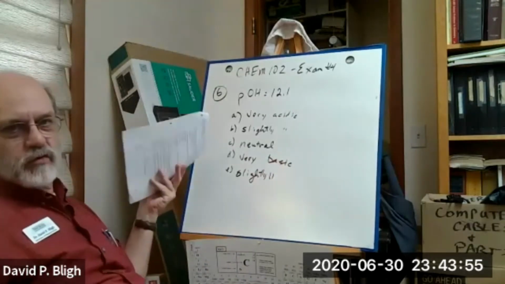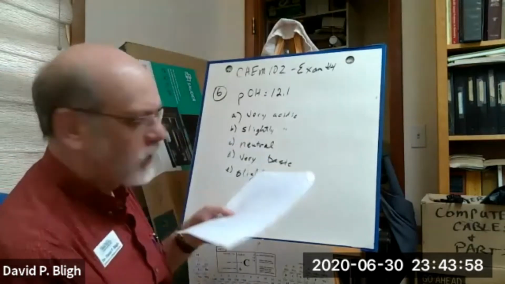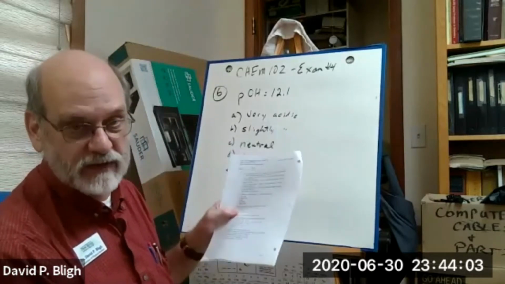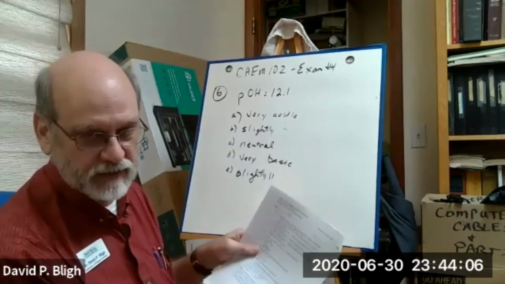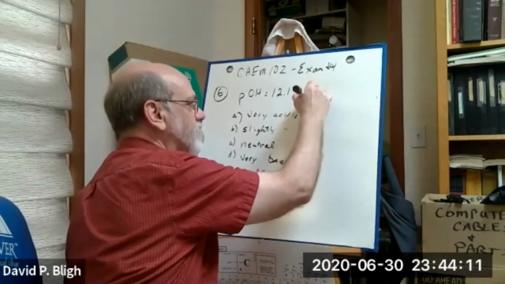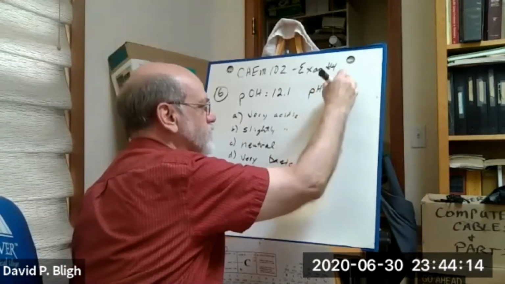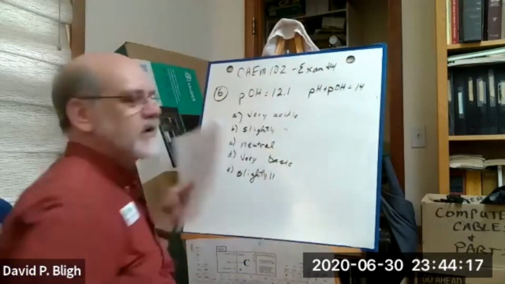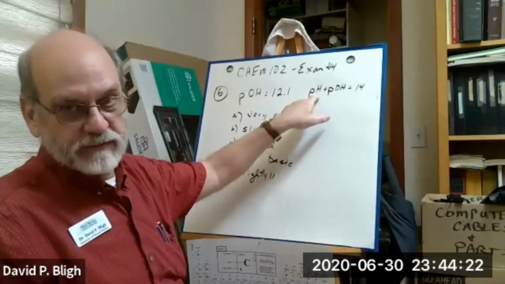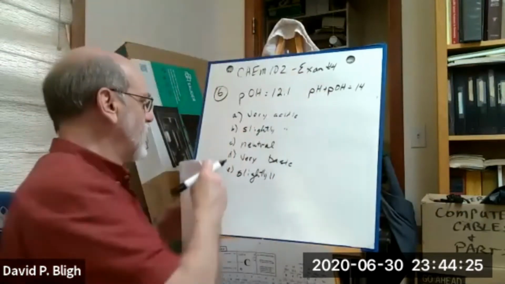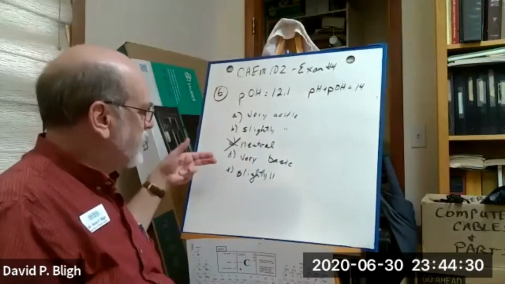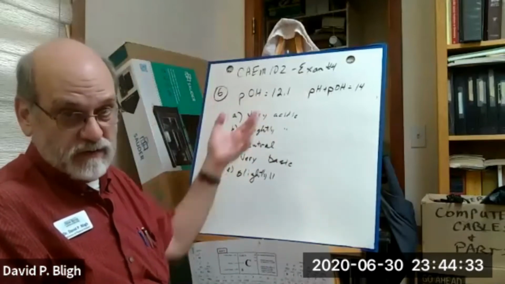Okay, let's take neutral first. What do we have to have to be a neutral solution? pH is 7, which means the pOH is also 7. Why? Because pH plus pOH is equal to 14. So if that one's 7, that one has to be 7 also. So C can't be right. So it's either acidic or basic, and then we have to decide how much.